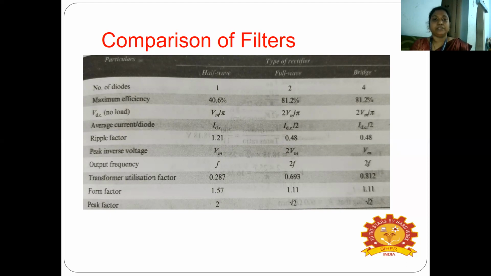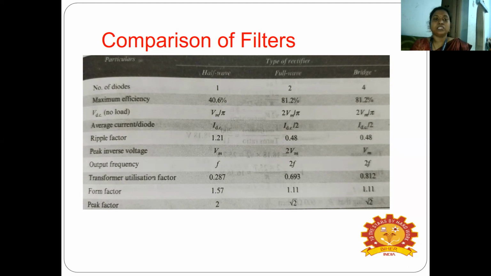And the average current for the diode is IDC, and for the full wave rectifier it is IDC by 2, and for the bridge rectifier it is IDC by 2. You can see that the full wave and the bridge rectifier remain almost the same, because both are full wave only, but half wave is just half of the full wave rectifier. Ripple factor tells you how much ripple there is at the output. For the half wave it is 1.21, for the full wave it is 0.48, and for the bridge rectifier also it is 0.48.